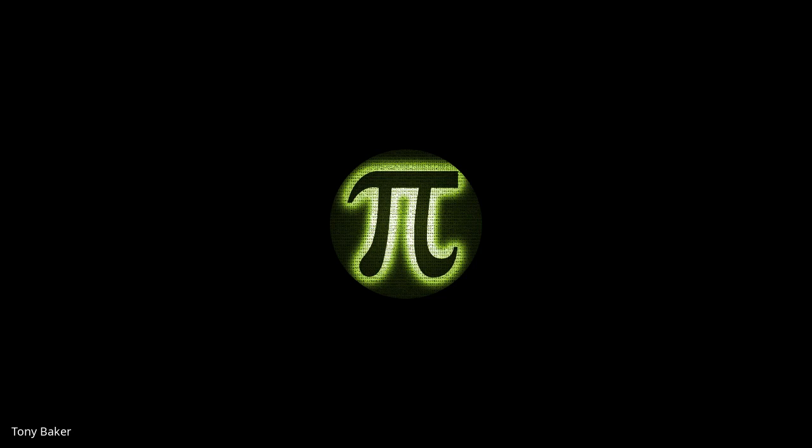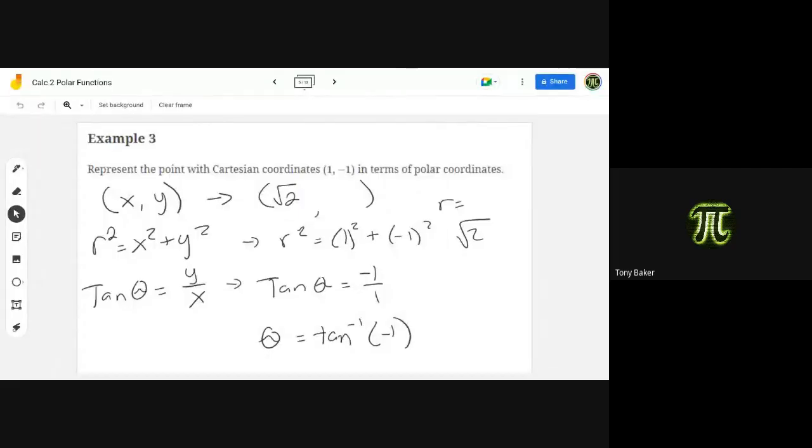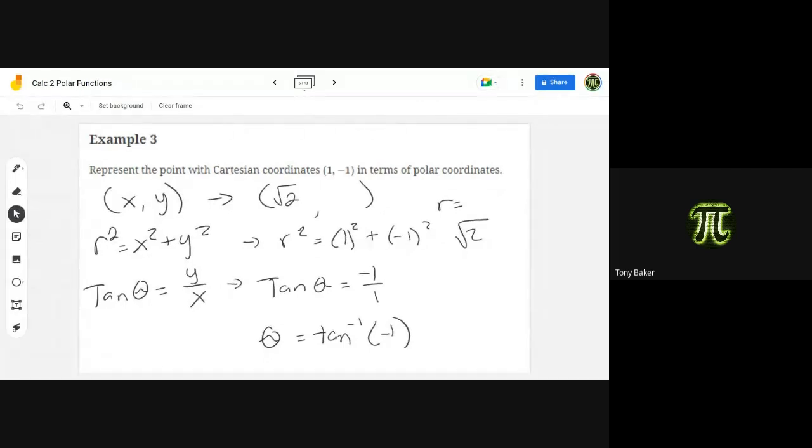And I just closed my tab. Okay. So this is 7 pi over 4. Or you also could have done negative pi over 4, depending which direction you wanted to go.